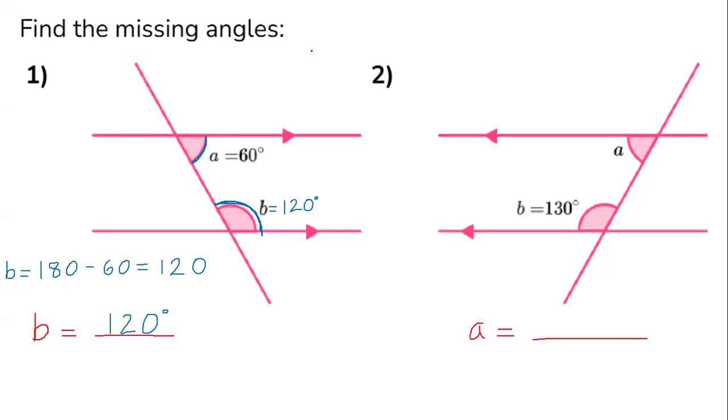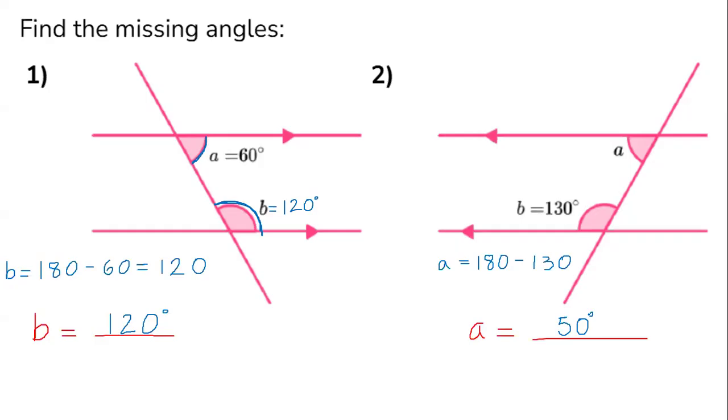Brianna, how are we gonna get A for number two? Are you gonna do the same method you did for number one? Yes. And what is that? So A is equal to, take away 130, take away 180 minus what? 130, very good. And class, when we do 180 minus 130, what would we get? 50. Yes, 50 degrees. Very good.